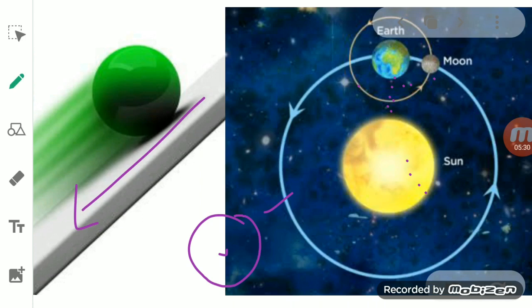So you know, students, suppose it starts from here, and after a fixed period of time it comes back to the same position. Or we can say it covers the same distance in a fixed period of time. That kind of motion is a periodic motion. So here the earth executes rotational as well as periodic motion.